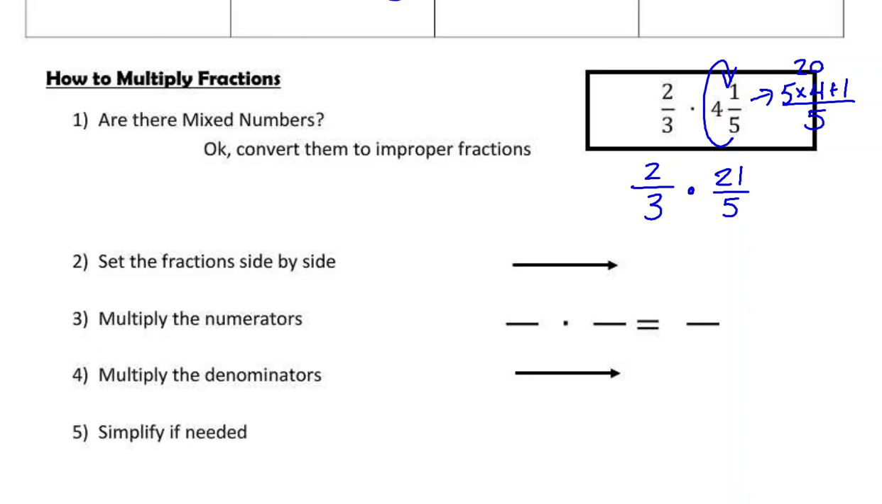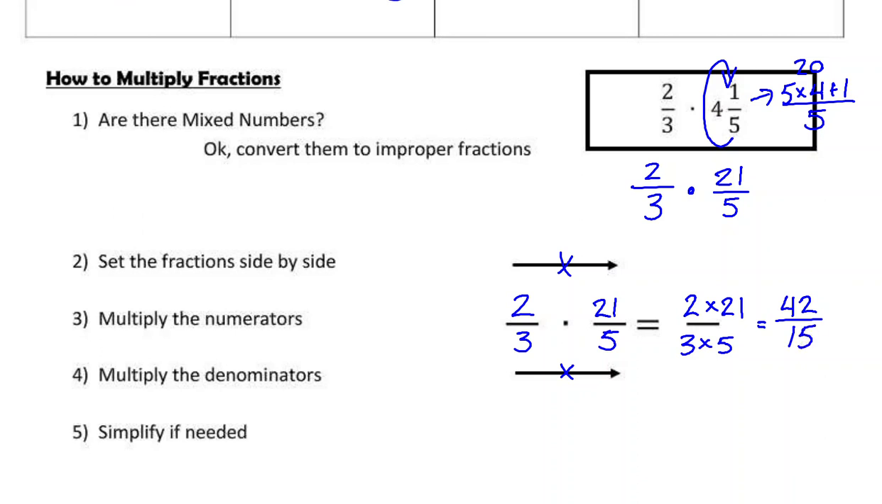So now I'm going to set the fractions side by side. So it's going to be 2/3 times 21 over 5. And all you're going to do is multiply straight across. So you're going to multiply here and multiply here. 2 times 21. If you want to write it out, go ahead and do that. And then you're also going to do 3 times 5. 2 times 21 is 42. 3 times 5 is 15. I'm just going to write 35. That's not right.